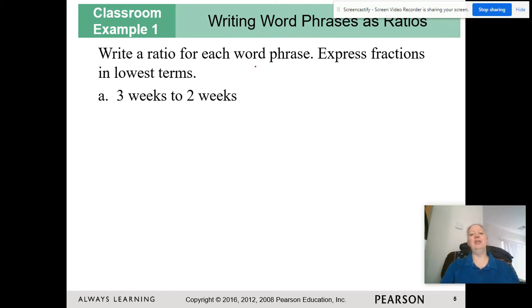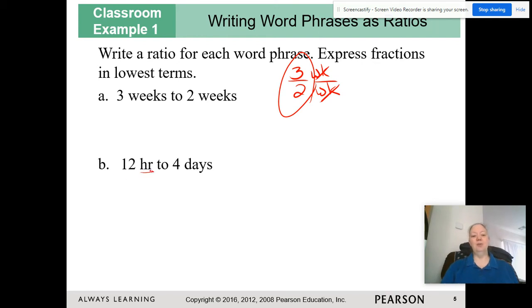Write a ratio for each word phrase. When we write ratios, we do not need to include units in our answer. So if we have 3 weeks to 2 weeks, we would write that as 3 over 2. The reason we don't need to include our unit is because if we did have our unit, they would cancel out. So 3 over 2. Do not write it as a mixed number. Do not write it as a decimal. It has to be written as a fraction.